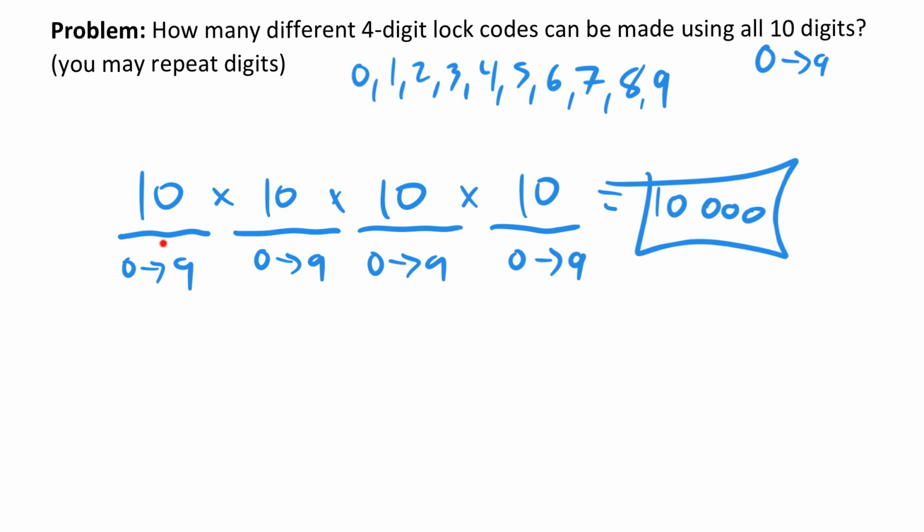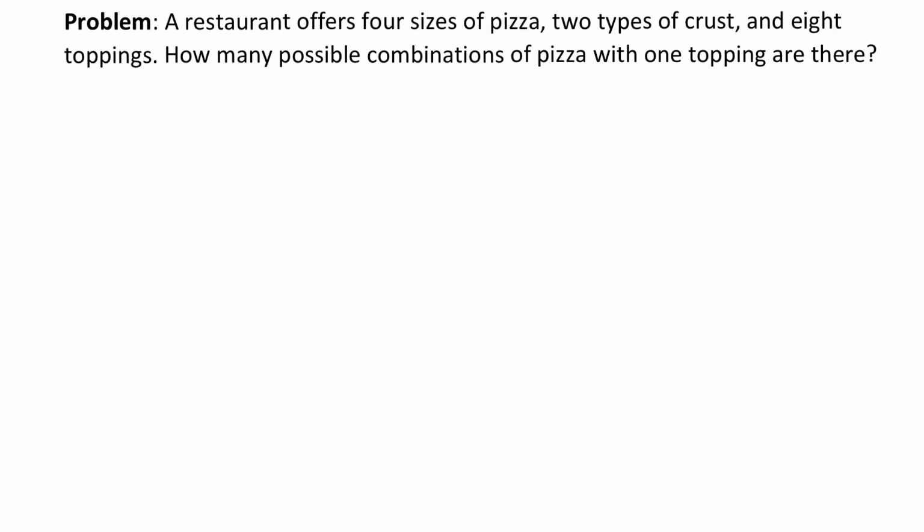And what I like to do is draw these blanks that represent each digit in the code. It helps visually organize it for me. And yeah, it seems to work. But let's see how we can apply this to something a little bit more abstract. We have a restaurant that offers 4 sizes of pizza, 2 types of crust, and 8 toppings. How many possible combinations of pizza with 1 topping are there?